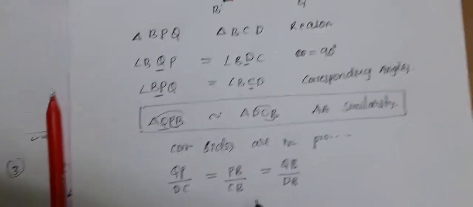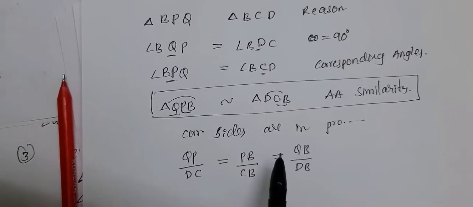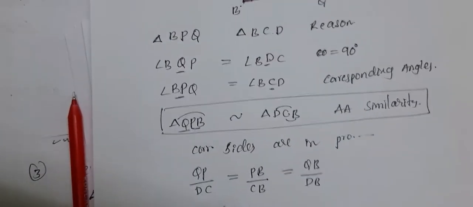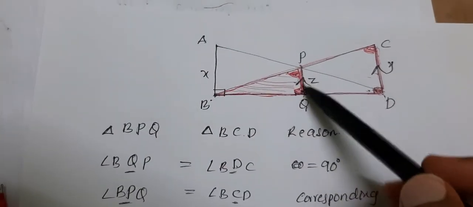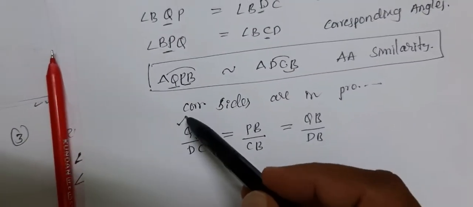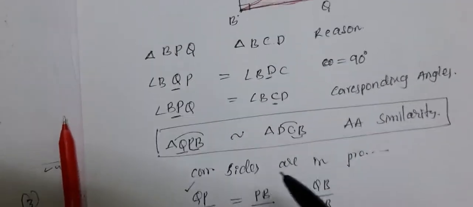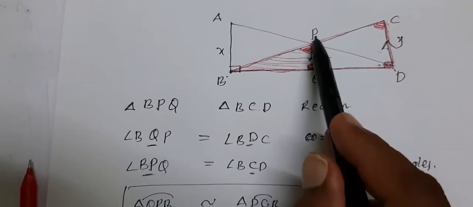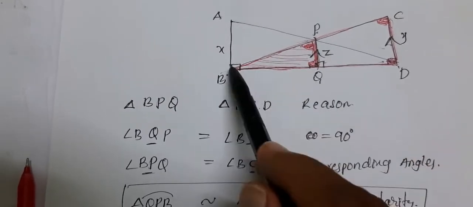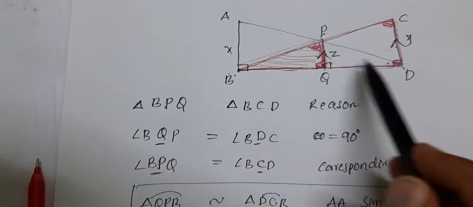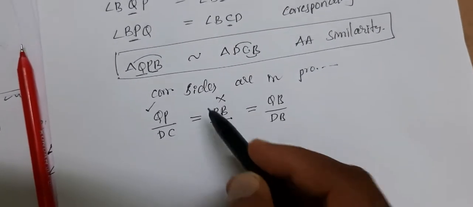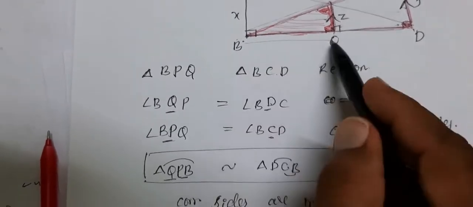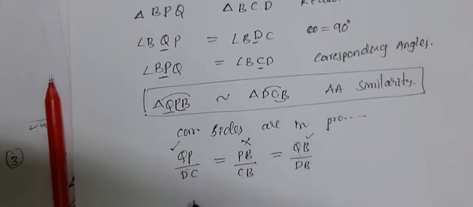Next, here we must select one altitude and ground. So PQ is altitude, so we must select this ratio. And PB, is it not ground? Altitude and ground we need, but no need this one, so don't select this one, should not take. So QB is ground, so take these two ratios.